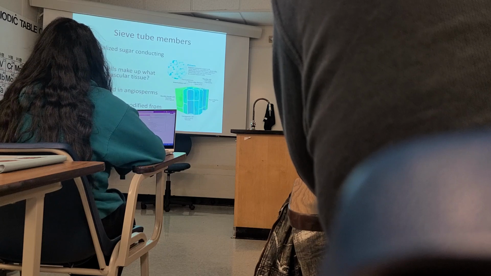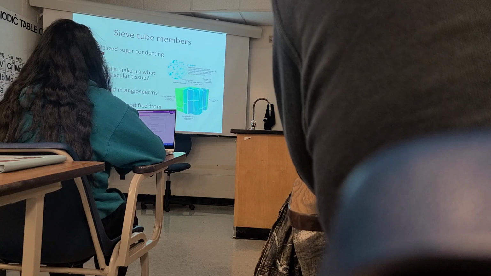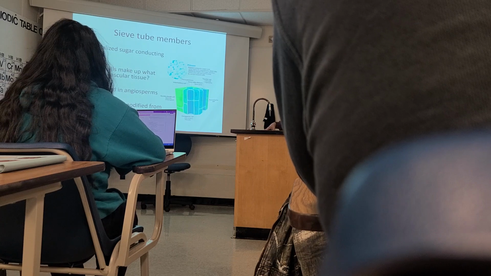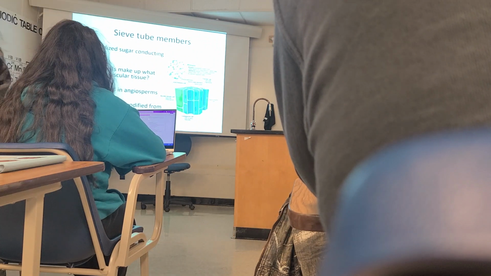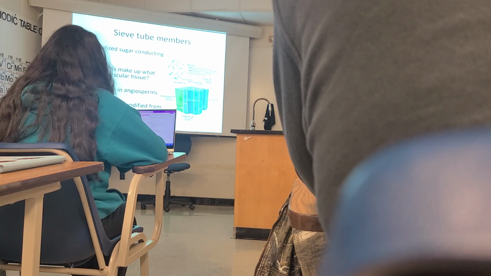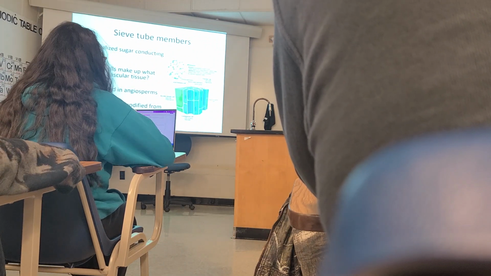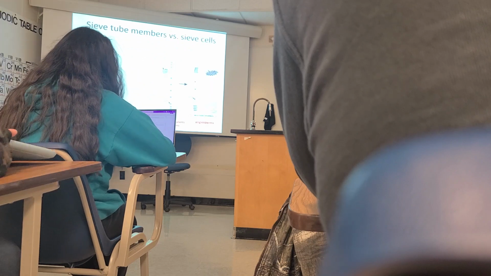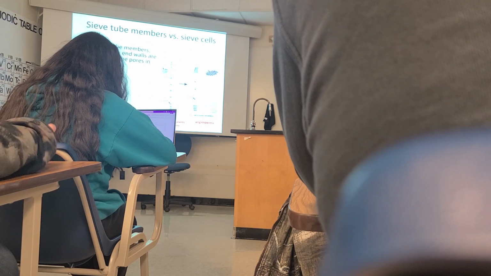It's very different for these phloem cells. Right? You're either going to have sieve cells or you're going to have sieve tube members. You don't have both, ever. You either have one or the other. And angiosperms have the sieve tube members. That means that anything else that is a vascular plant is going to have the other, the sieve cells. So let's compare the two.